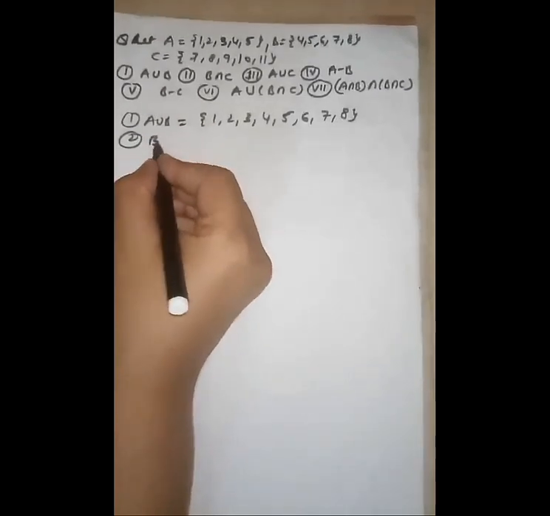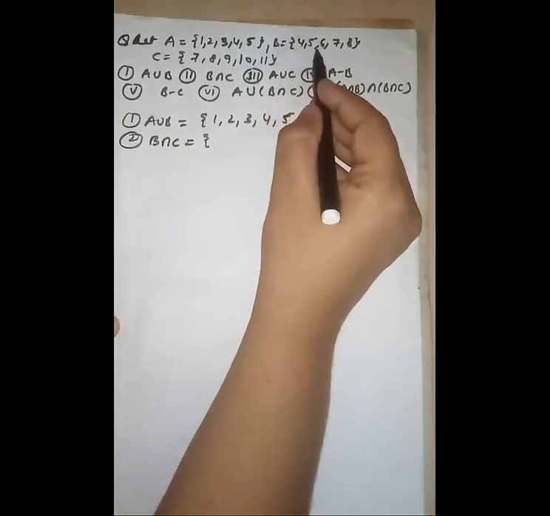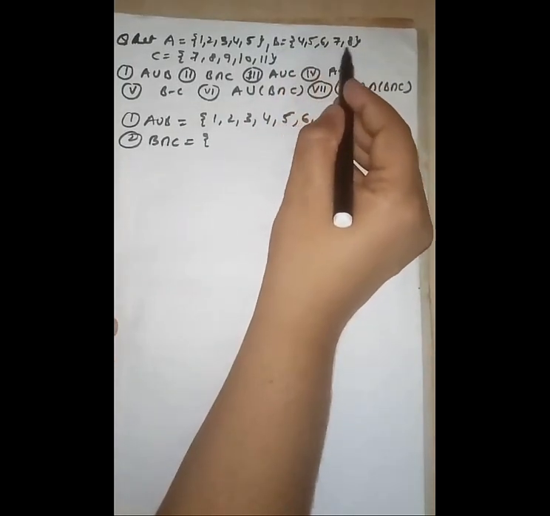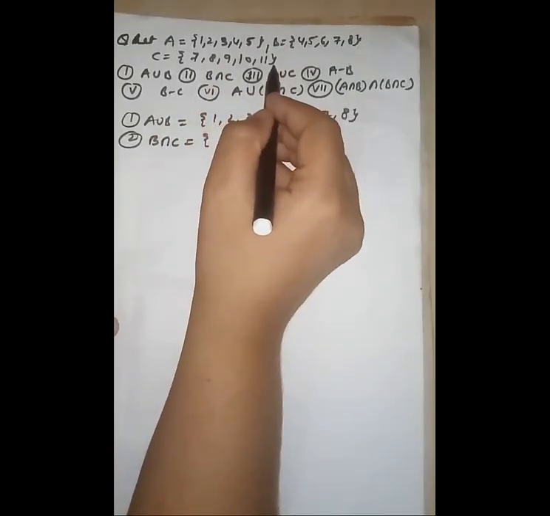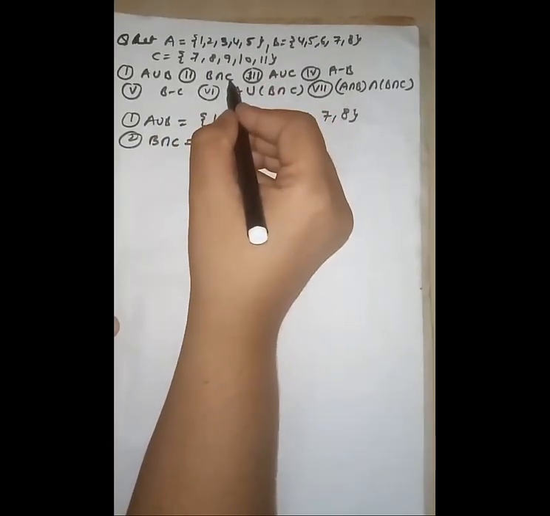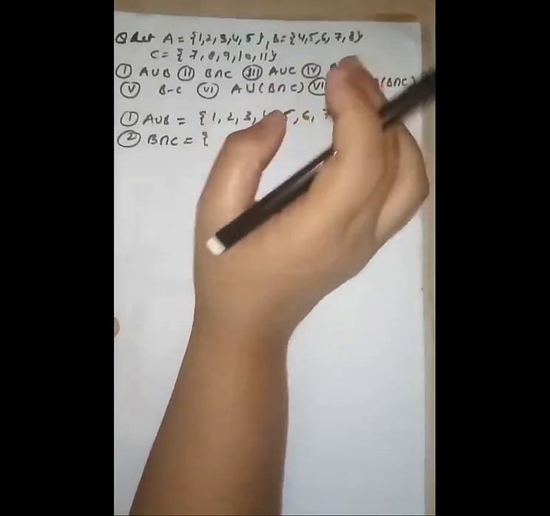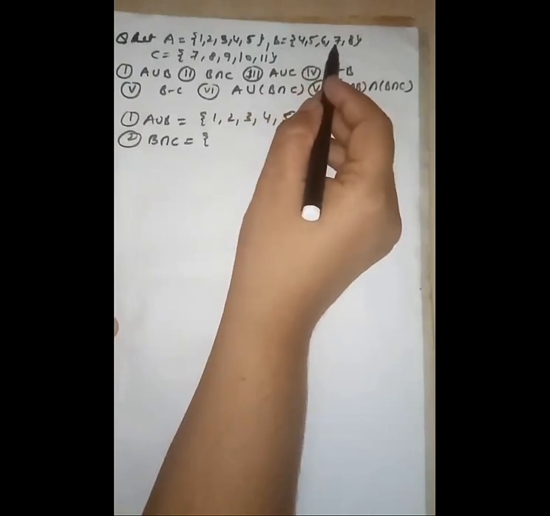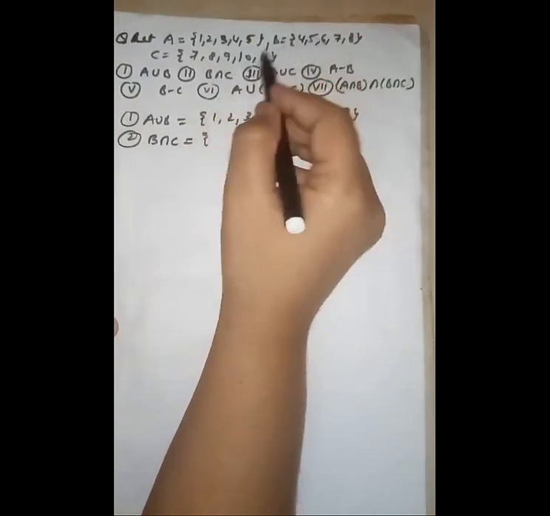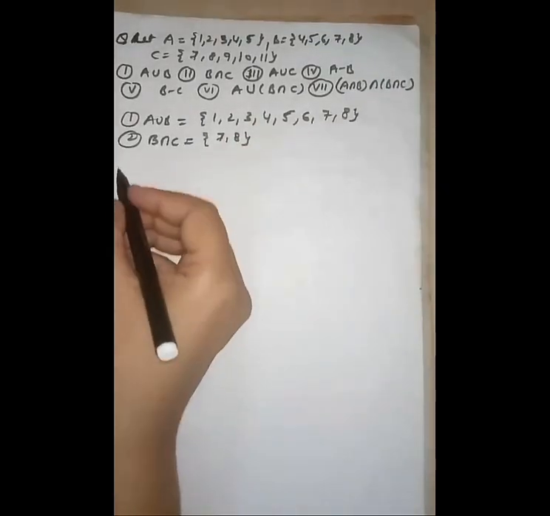Now the second one is B intersection C. Now you see the elements of B are 4, 5, 6, 7, 8 and C is 7, 8, 9, 10, 11, and you can find the intersection. You know that in intersection you take the common elements of both sets. So which ones are common? You can see 7, 8. 7, 8 is common, so the answer is 7, 8.